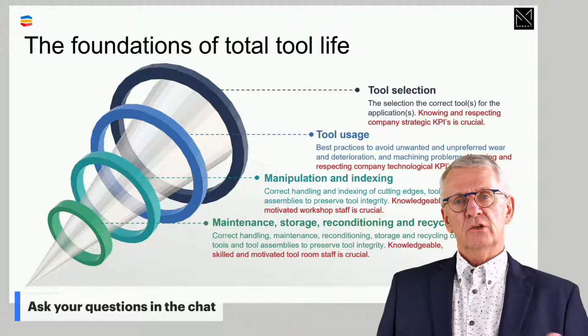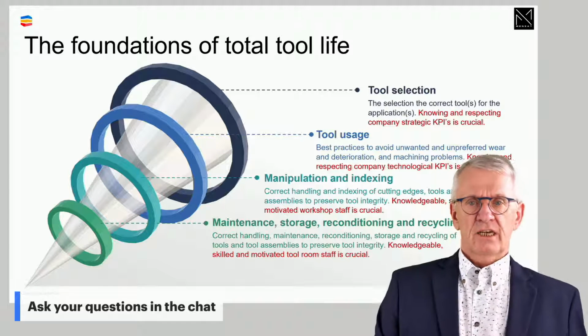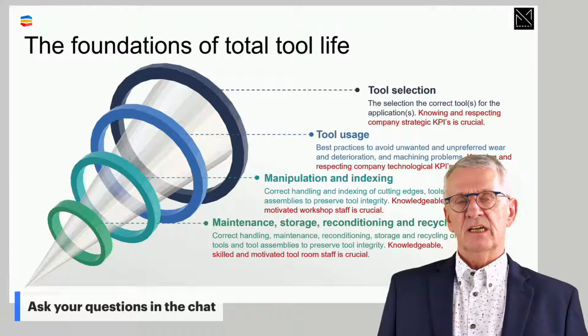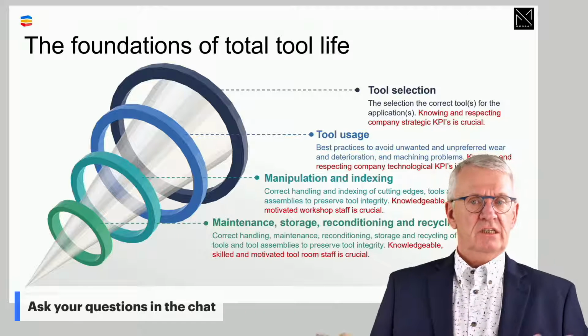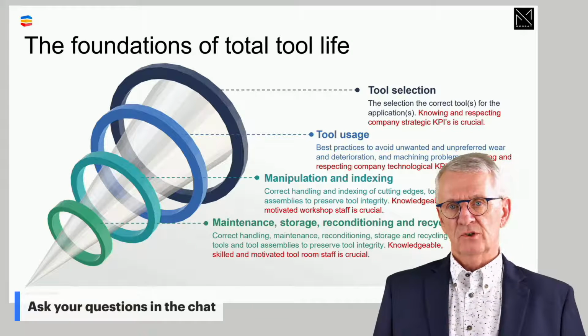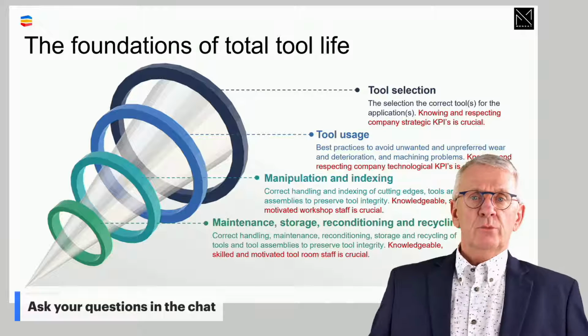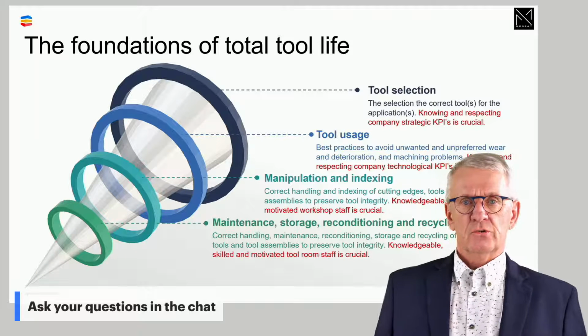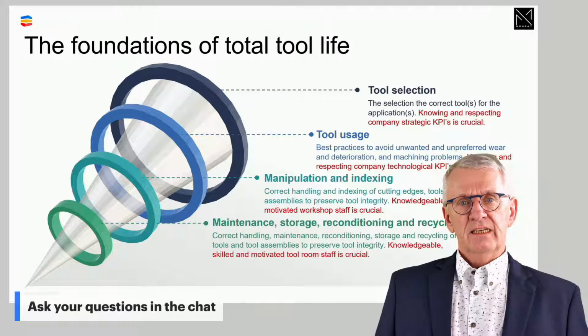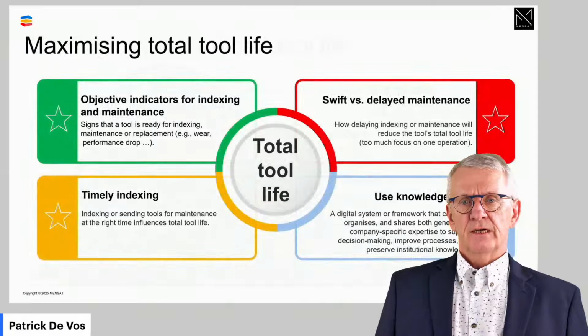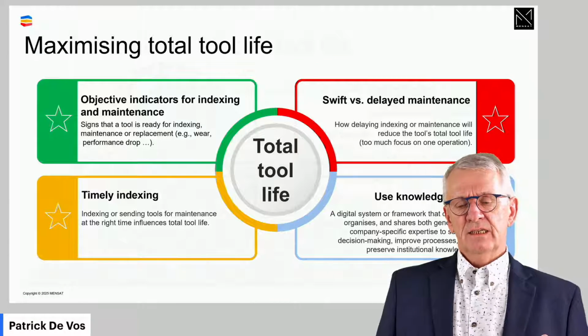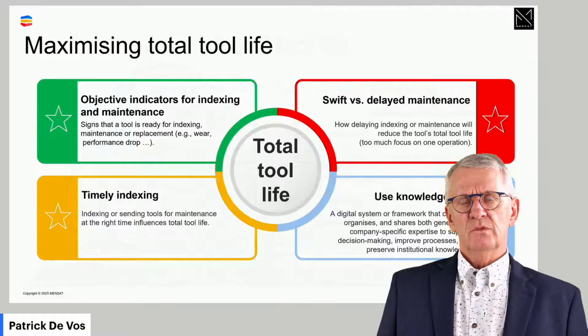Once tools return to the tool room, or in some cases stay at the machine, they need maintenance, they need storage, they need perhaps reconditioning like solid carbide tools. And what about recycling of certain tools? Also that needs to be taken care of. And if you want to go for maximum total tool life, there are a number of things you need. You need objective indicators.